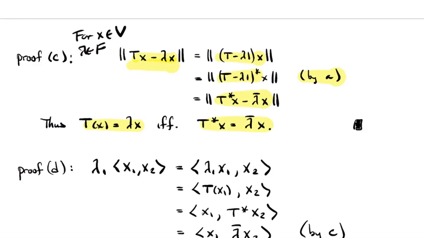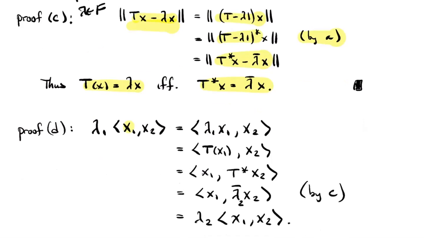And then for part D, instead of scrolling back, I'll just remind you that x1 is an eigenvector with eigenvalue lambda 1, x2 is an eigenvector with eigenvalue lambda 2. And let's look at this computation. I want to show x1 and x2 are orthogonal. So let's look at lambda 1 times their inner product. Push lambda 1 in, okay? But lambda 1 times x1 is T of x1, and then move the T over, putting the adjoint on it. But T star of x2, we just proved x2 is also an eigenvector for T star with eigenvalue lambda 2 bar. So T star of x2 is lambda 2 bar times x2, and then bring lambda 2 out of the second coordinate, the conjugate goes away.